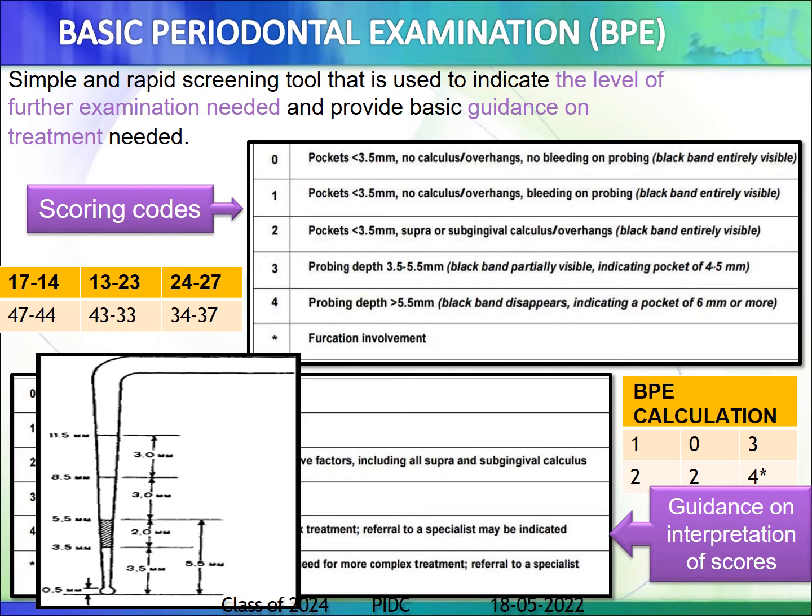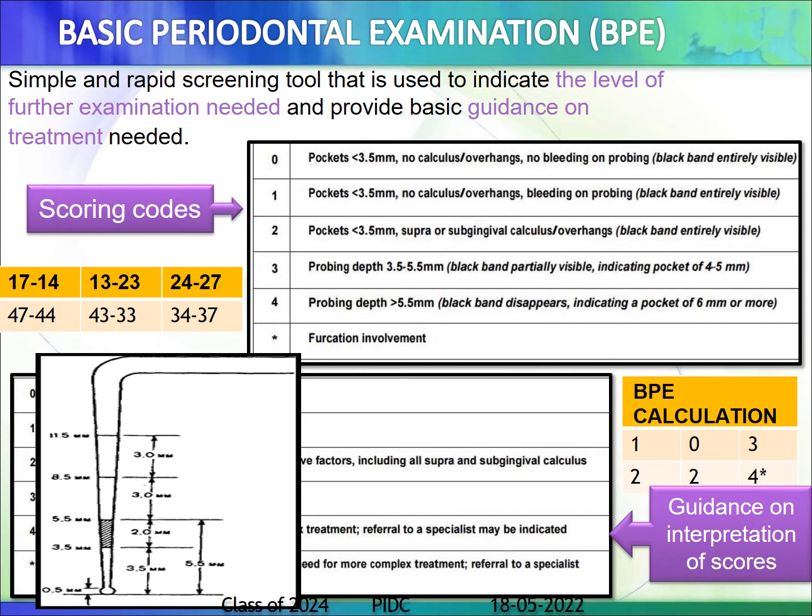So if the probing depth is 3.5 to 5.5 mm, you will be able to see this if the black band of the probe is partially visible, indicating a pocket of 4 to 5 mm. Probing depth of more than 5.5 mm, where the black band disappears, indicates a pocket of 6 mm or more.